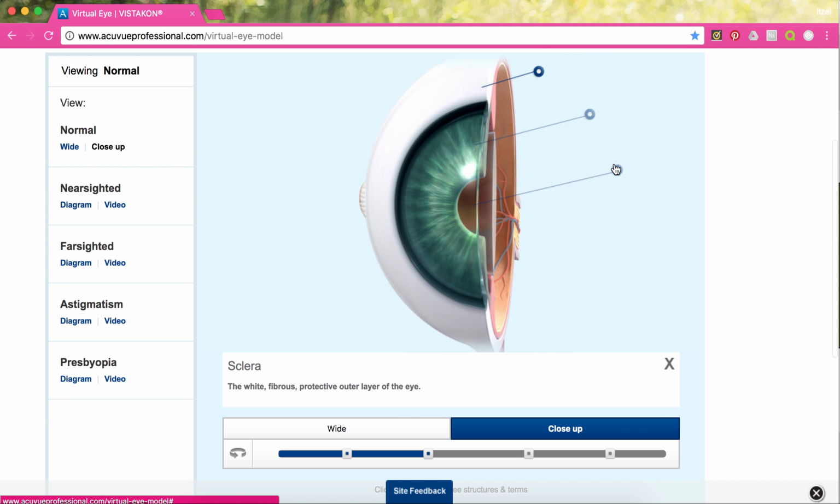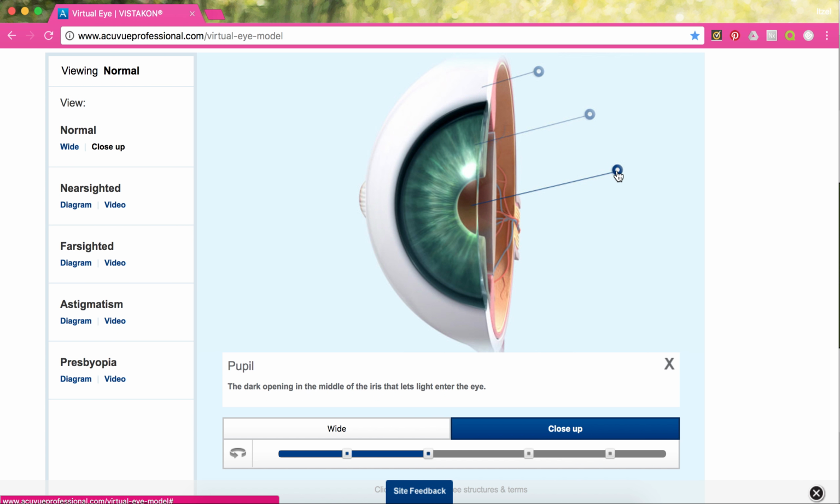This right here is what we call the sclera. This is a tough, white, fibrous outer protective layer of the eye. We next have the iris. This is the colored portion of the eye. This is what gives us our green, blue, brown, or hazel eyes. It contains the pupil. It controls the amount of light entering the eye by enlarging or minimizing the size of the pupil. Next, we have the pupil.